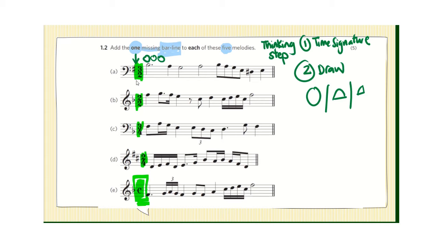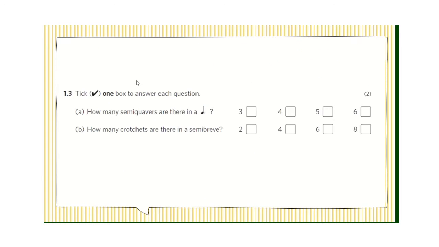Okay, next question 1.3. Take one box to answer each question. Alright, this is a very easy question. So first thing first, understand the keyword. Question 1.3a over here: how many semiquavers are there in this note? Okay, so these two are very important. So you go and think for yourself.